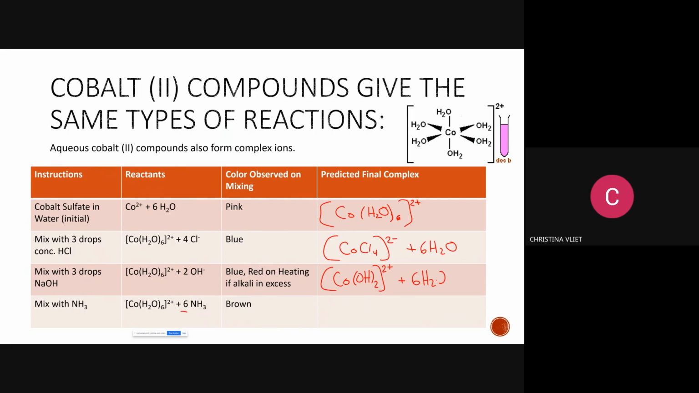Wait, Miss, how come it's 2 for OH? Doesn't it have a coordination number of 6? Or, sorry, this is 3. Does OH have a coordination number of 6? Not in this case. It's specifically these amounts.